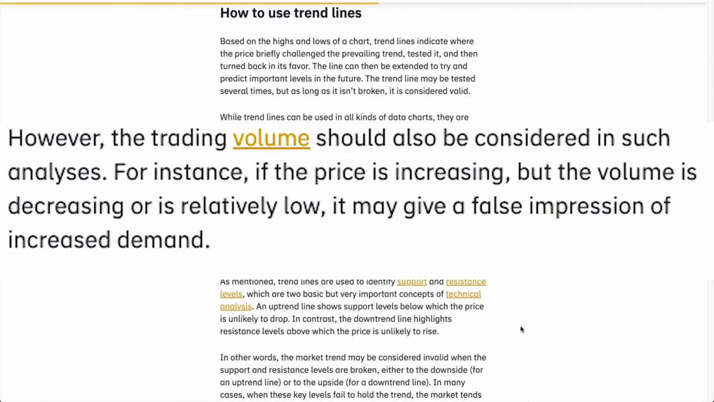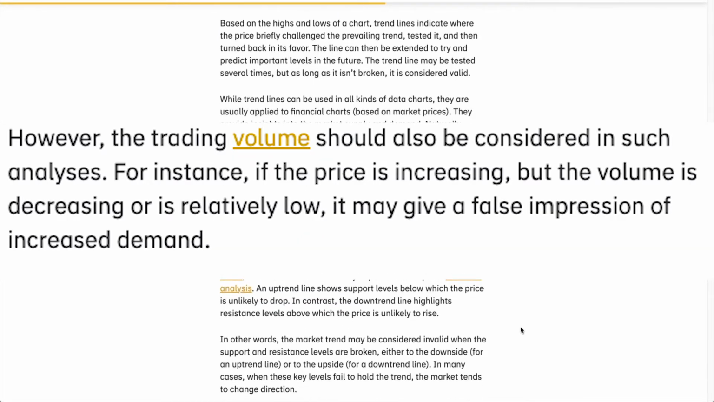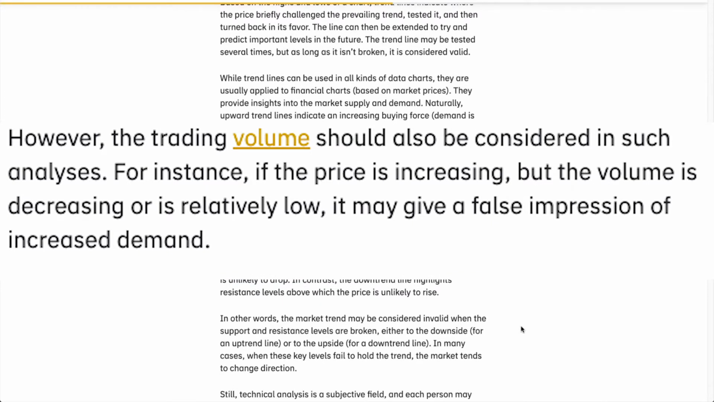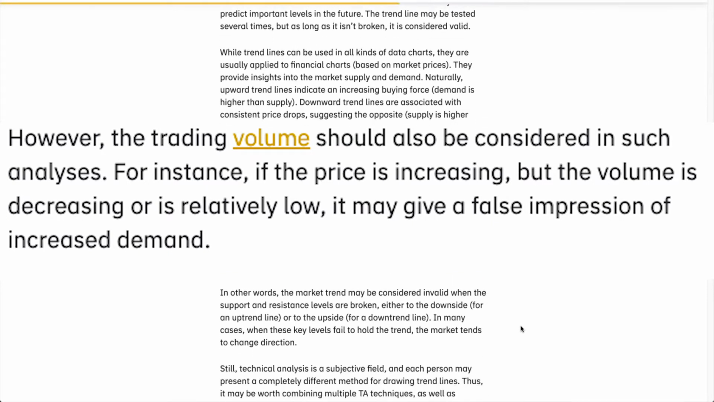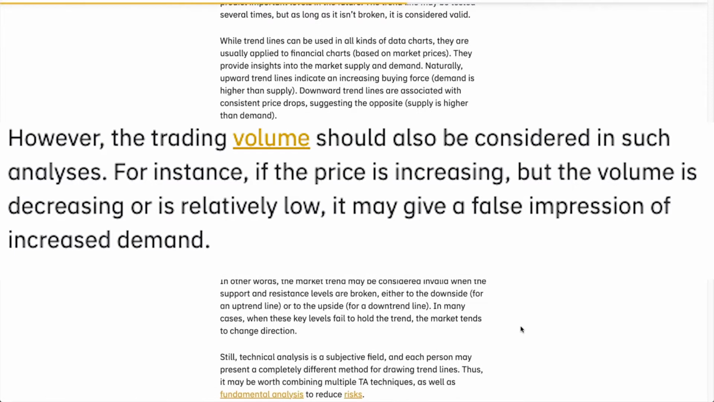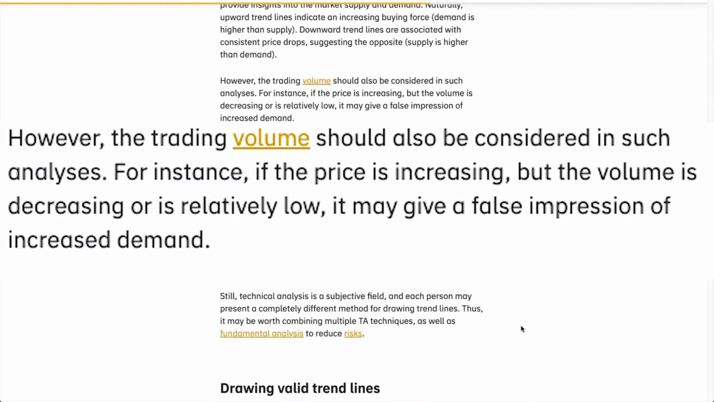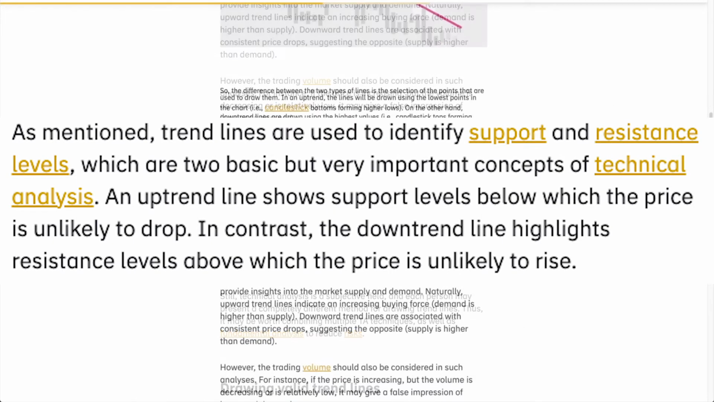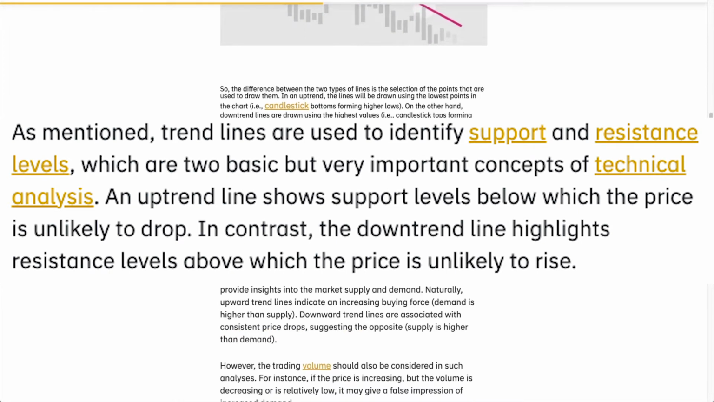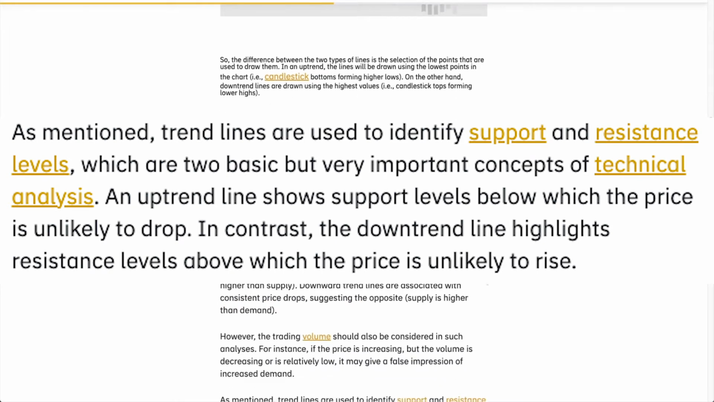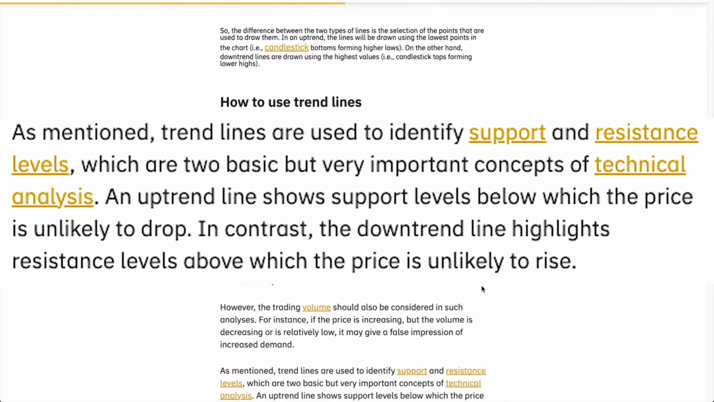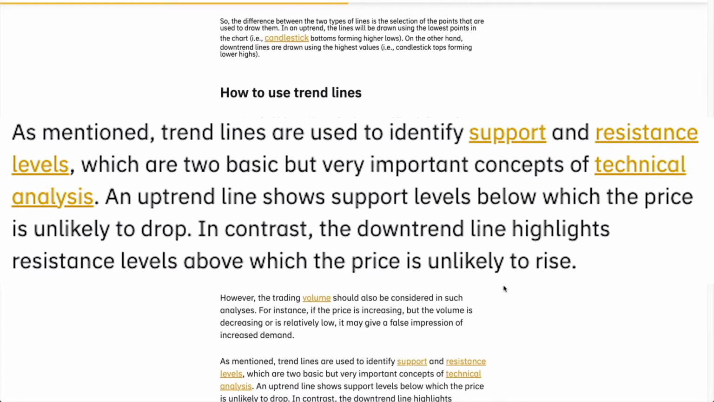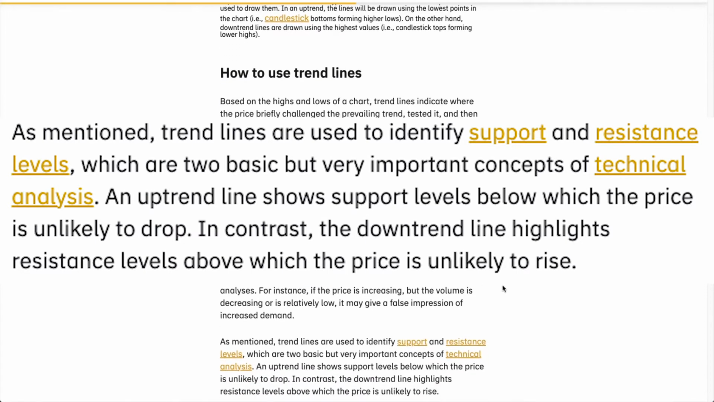However, the trading volume should also be considered in such analysis. For instance, if the price is increasing but the volume is decreasing or relatively low, it may give a false impression of increased demand. Now, as mentioned, trend lines are used to identify support and resistance levels, which are two basic but very important concepts of technical analysis.